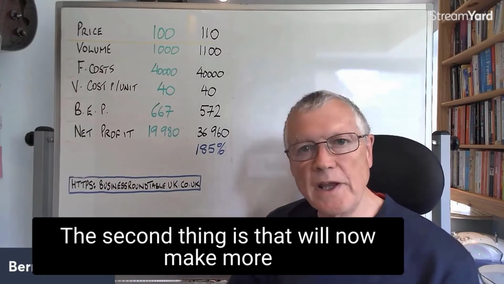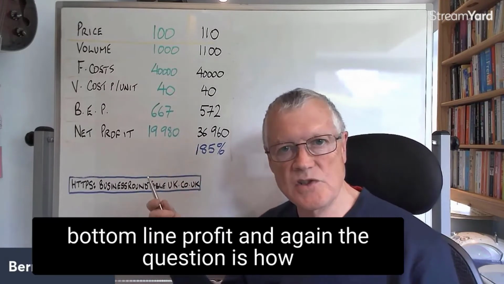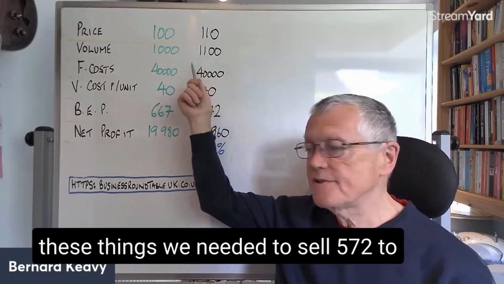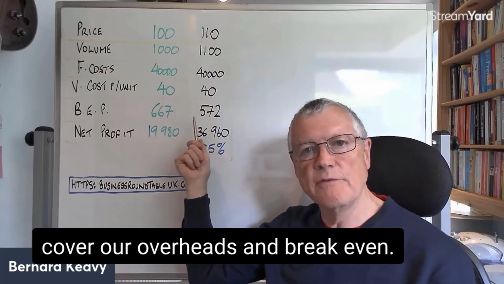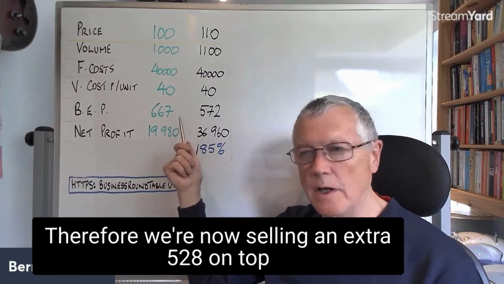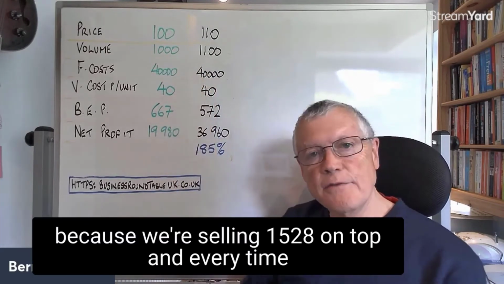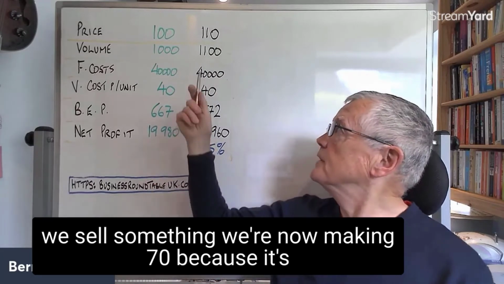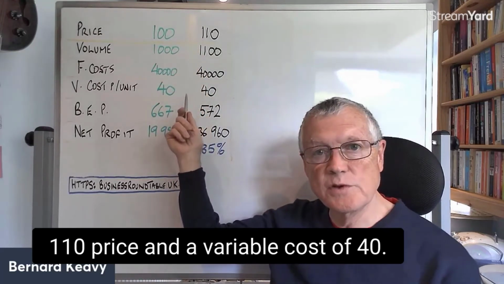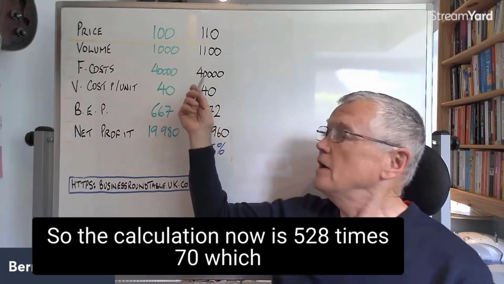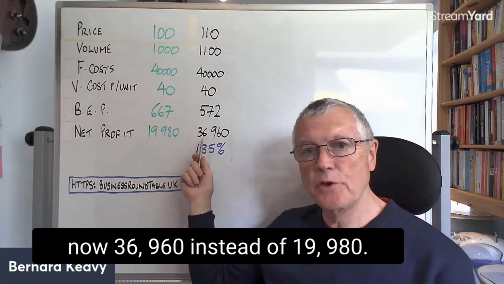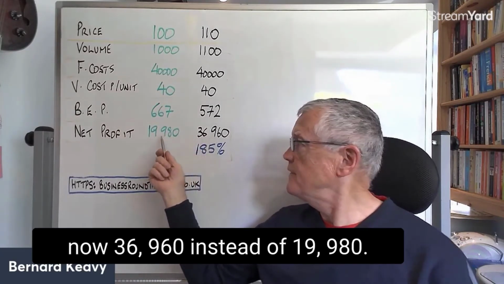The second thing is that we'll now make more bottom line profit. And again, the question is how much? Well, the way you work that out is you say, we're selling 1,100 of these things. We needed to sell 572 to cover our overheads and break even. Therefore, we're now selling an extra 528 on top because we're selling 1,100. 528 on top, and every time we sell something, we're now making 70 because it's 110 price and a variable cost of 40. So the calculation now is 528 times 70, which means our bottom line profit, our net profit, is now 36,960 instead of 19,980.